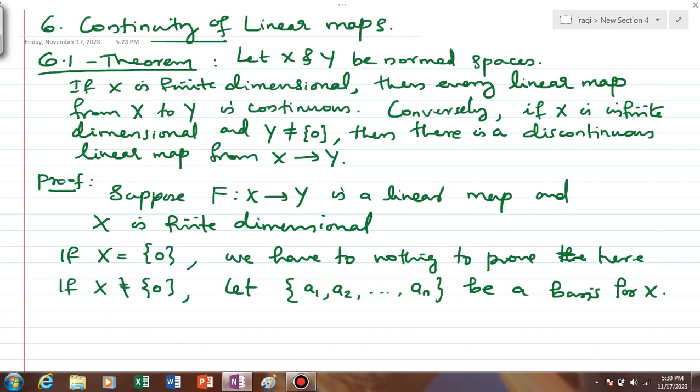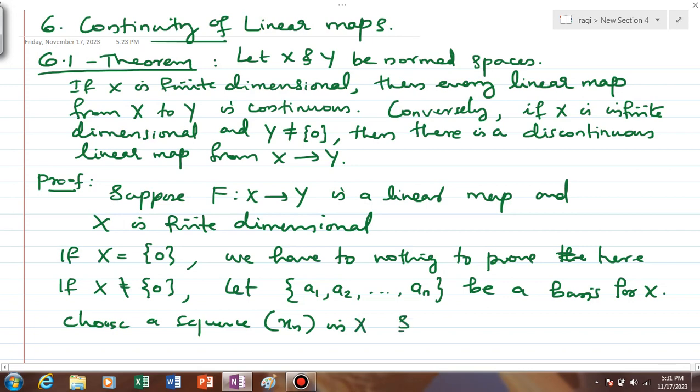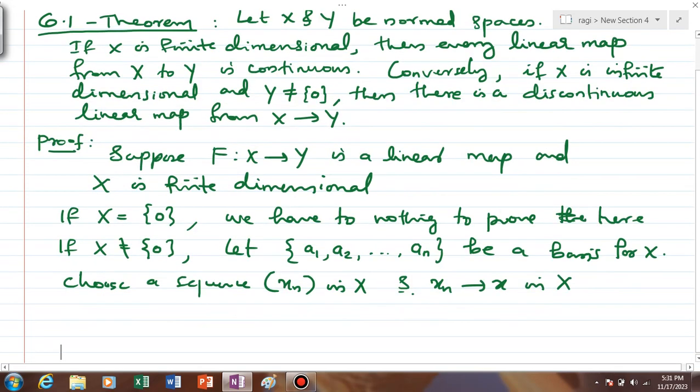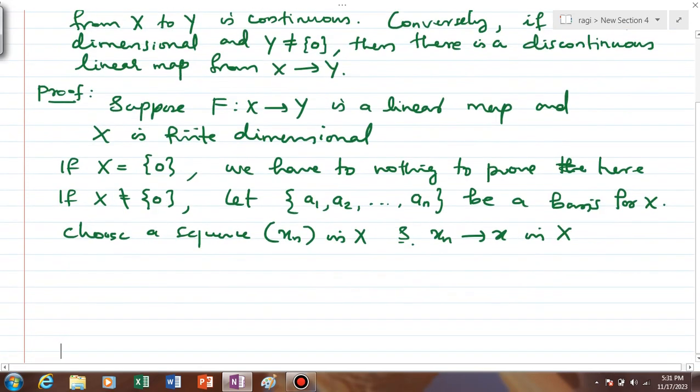Now we have to show that capital F is continuous. For that, we are selecting a sequence. Choose a sequence xn in capital X such that xn converges to x in capital X. For showing capital F is continuous, it is enough to show that F(xn) converges to F(x).